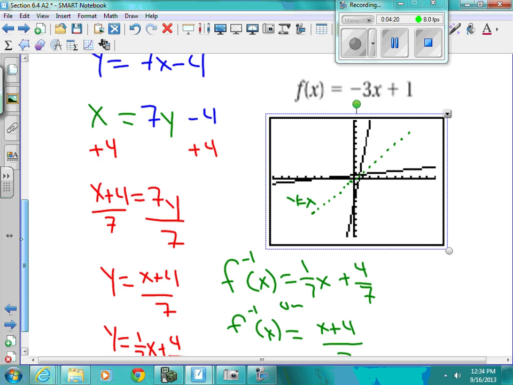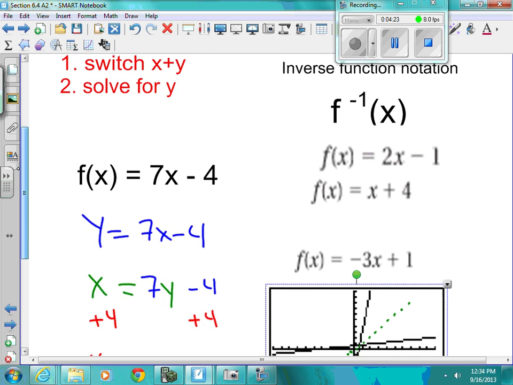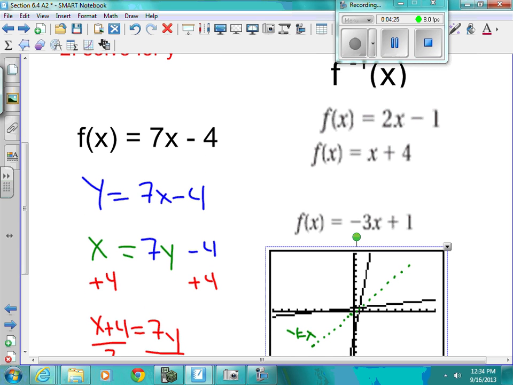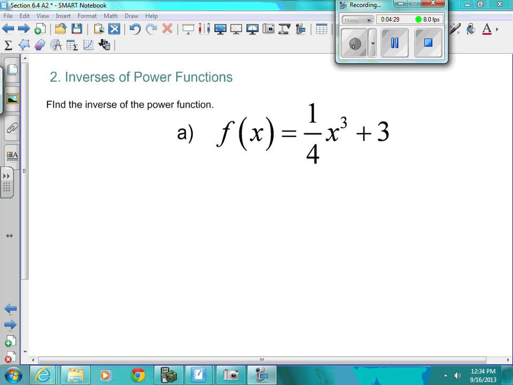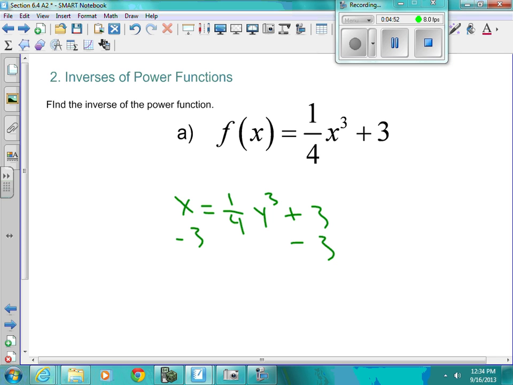I'm going to leave these other examples for you to do here. You can try those if you'd like. Otherwise, we'll have more examples in class tomorrow. Okay, inverse of a power function. It's the same process, same principle. We switch x and y, and remember f of x is really just y. So I'm going to skip ahead to x equals 1/4 times y to the 3rd plus 3. I took out f of x, I put in y. So we just solve this thing for y, subtract 3 from both sides.